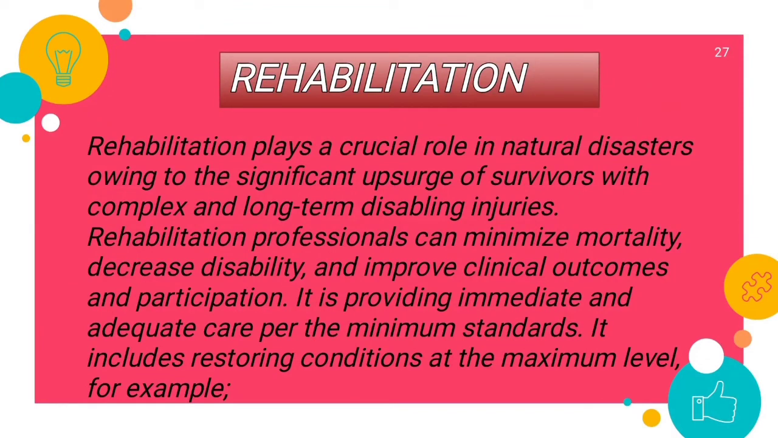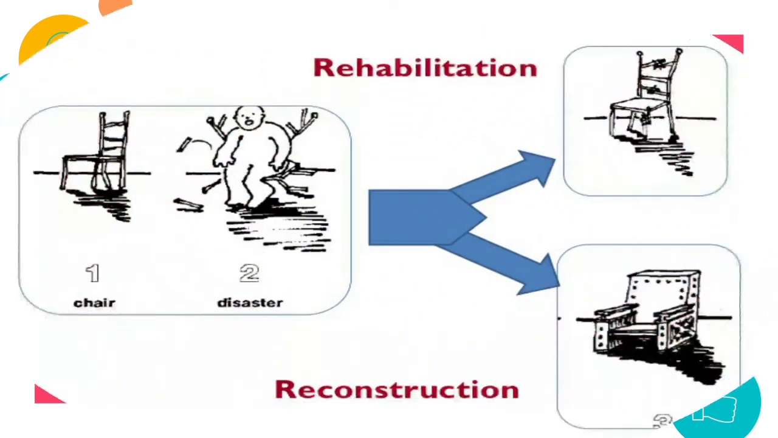Rehabilitation. Rehabilitation plays a crucial role in natural disasters owing to the significant upsurge of survivors with complex and long-term disabling injuries. Rehabilitation professionals can minimize mortality, decrease disability, and improve clinical outcomes and participation. It is providing immediate and adequate care as per the minimum standards. It includes restoring conditions to the maximum level. For example, this picture indicates different kinds of stages. First stage is normal. In the second, disaster has occurred, and the third stage is rehabilitation and reconstruction.